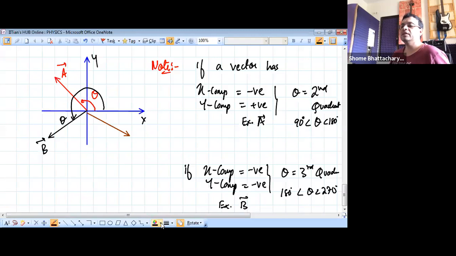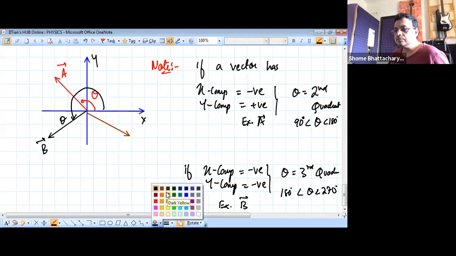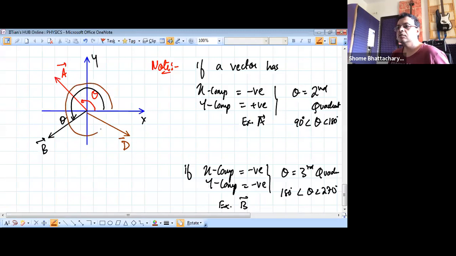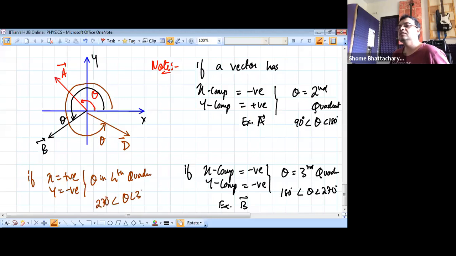And on the other hand, for a vector like this one, so this vector D, theta would be like this. So if x component is positive and y is negative, that means theta is in fourth quadrant. Okay. Or theta is greater than 270, less than 360.